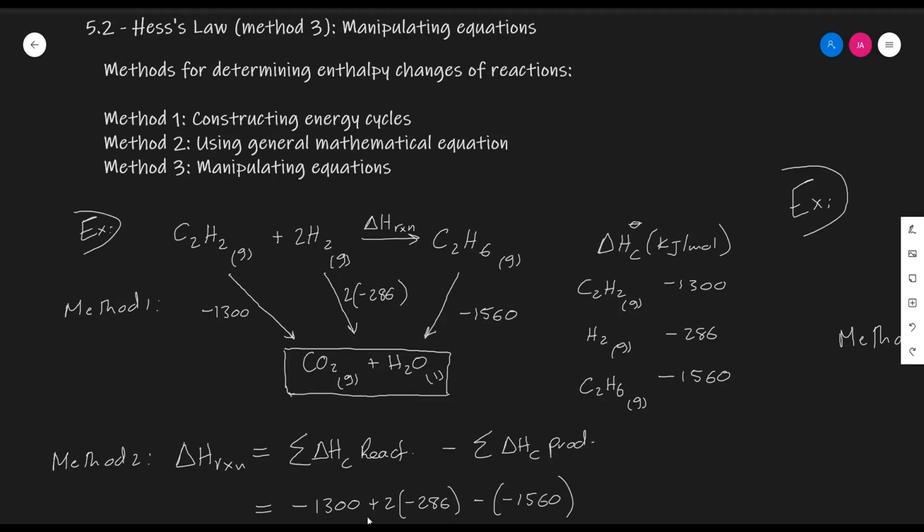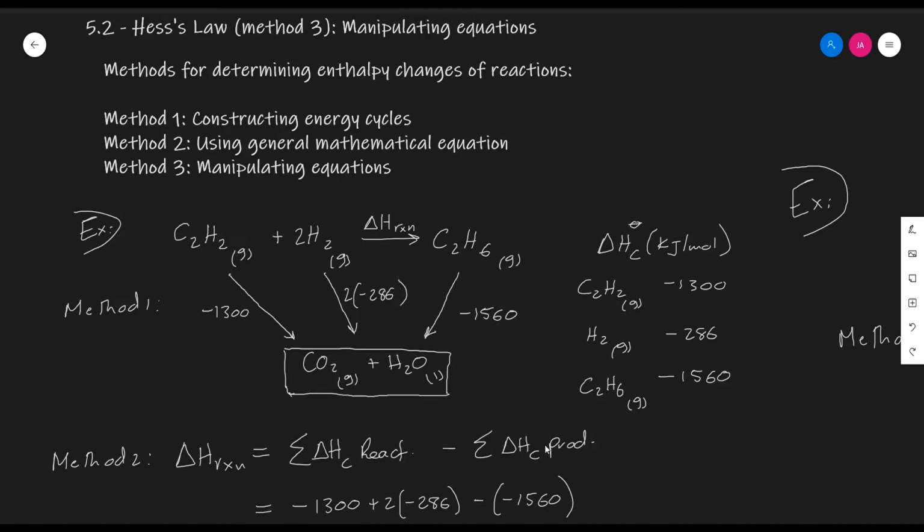As we've learned so far, we've learned method 1, which is constructing energy cycles to determine the enthalpy change of a reaction using experimentally determined values for the enthalpy changes of combustion or formation. We also use the general mathematical equation, which I call method 2, which is this one over here. For example, when given delta H combustion values, the delta H of reaction is determined as the sum of the enthalpy change of combustion of reactants minus the sum of the enthalpy change of combustion of products. This is called method 2.